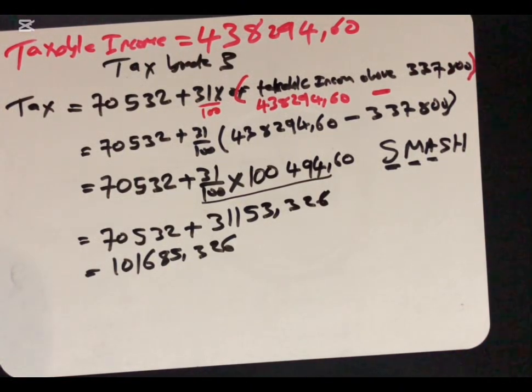This person is supposed to be paying this amount for tax. This is the amount this person is supposed to be paying for tax if there were no rebates.